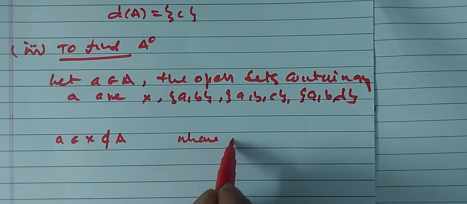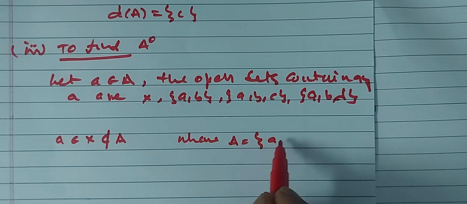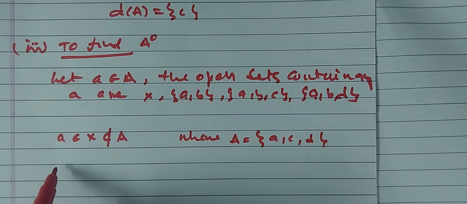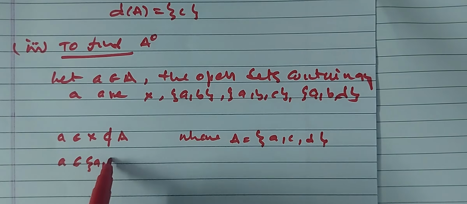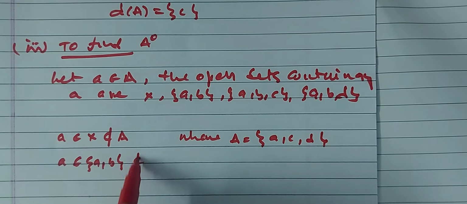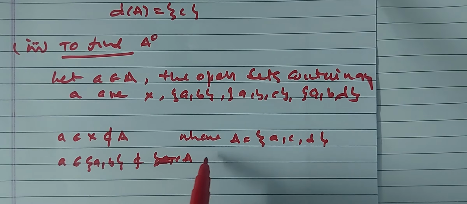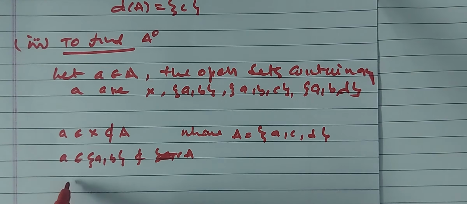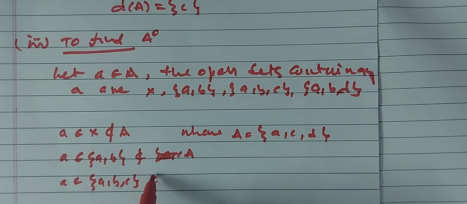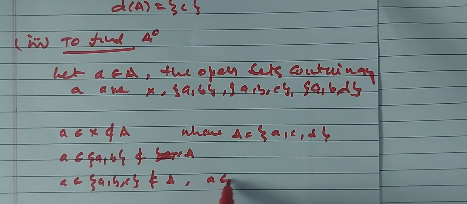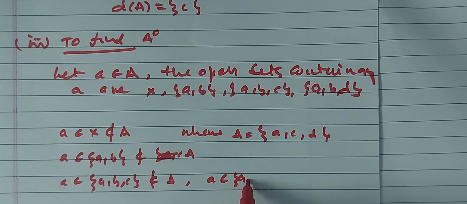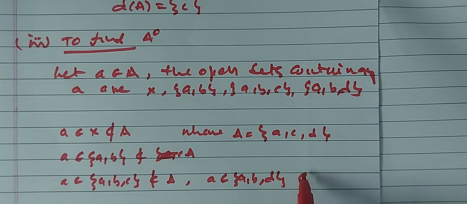Where A is equal to the set {A, C, D}, X is not a subset of it. Next, A belongs to the set {A, B}, which is not a subset of {A, C, D}, that is A simply. Next, A belongs to the set {A, B, C}, which is not a subset of A. Next, the last one is A belongs to the set {A, B, D}, which is not a subset of A.